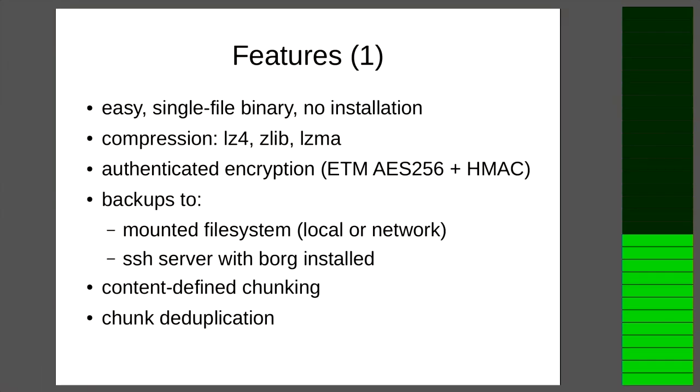So what are the features? It's quite an easy tool. You have an easy command line interface. You can also have a single file binary for some platforms, for Linux, for FreeBSD, for macOS X. So it's basically no installation, just copy the binary onto your system and you can do a restore. It supports different compression methods. For example, LZ4, it's a very fast compression. You can also have LZMA or zlib, that's slower but better compression.